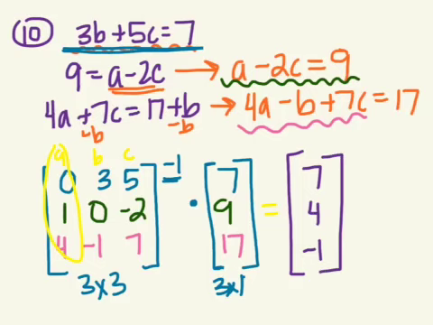And order is very important here, because when you look at this, A is 7, B is 4, and C is negative 1. And sometimes you'll be asked to find all 3 variables. Other times you might be asked to define just one of them, but regardless, you find it the exact same way.